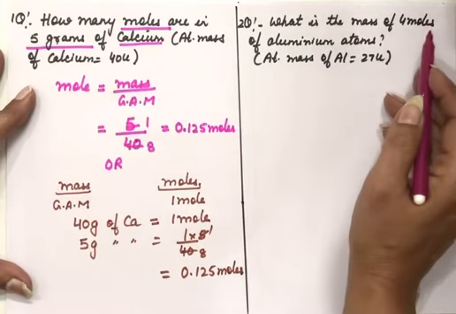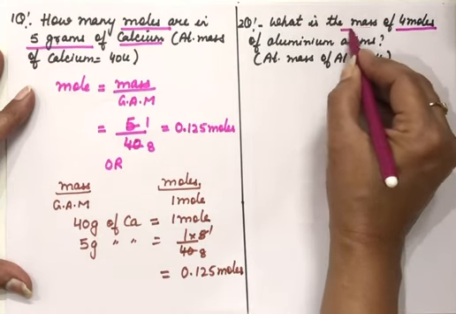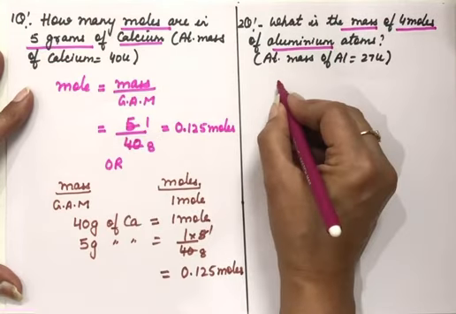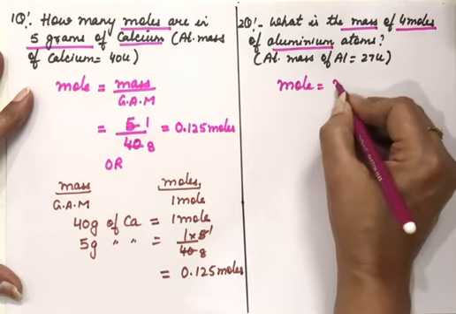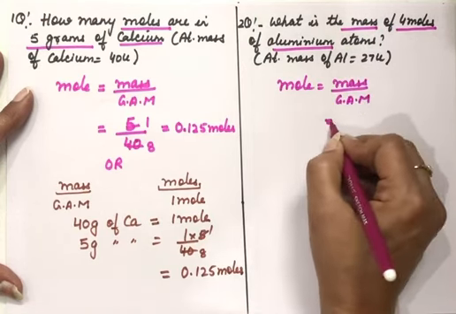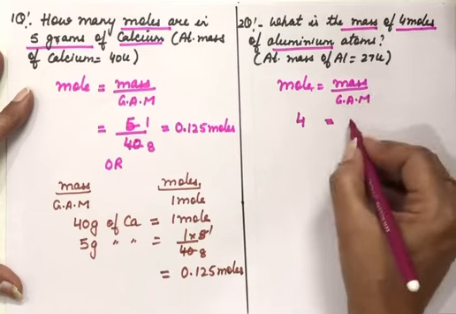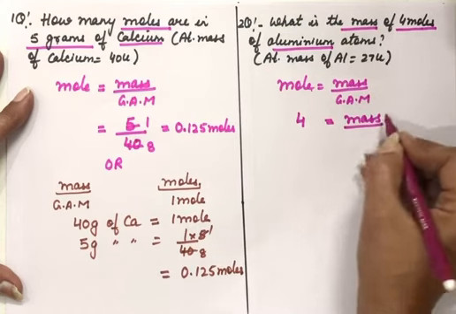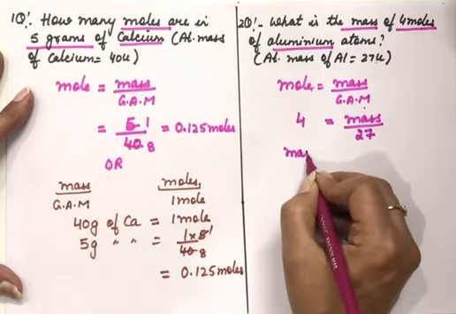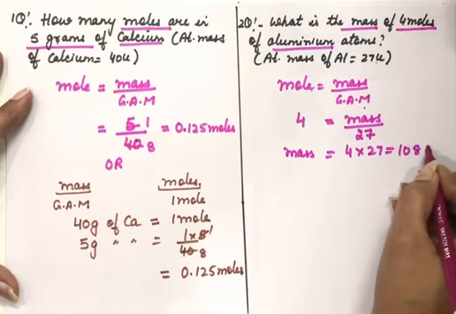What is the mass of 4 moles of aluminium atoms? Again in this question we are talking about mass and mole and aluminium. Aluminium means this is an element, so same formula we have to use. Mole equal to mass upon gram atomic mass. Now in this case moles are given, so moles are 4 and mass we have to find out. Gram atomic mass of aluminium is given in the question, that is 27. So mass is equal to 4 into 27 equal to 108 grams.